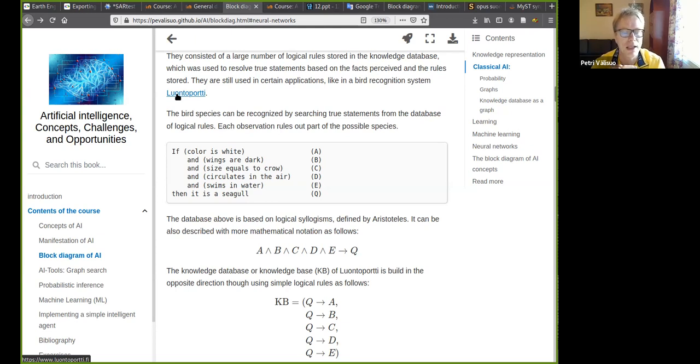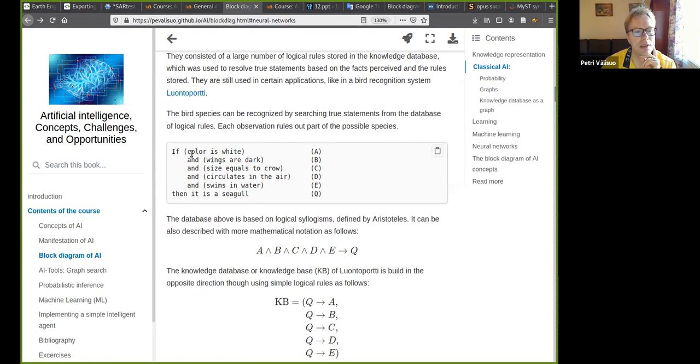It also has a search engine that helps you to recognize a bird, for example, if you have seen one. You can describe its properties, and then this search engine tries to figure out what bird that was. I have studied it a little bit, and I think I understand how it works. So it probably has this kind of structure.